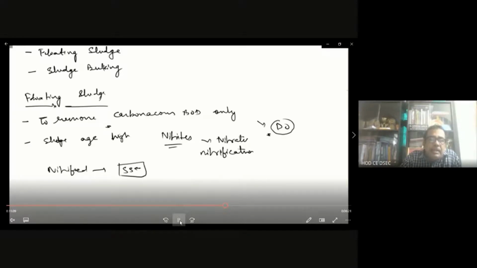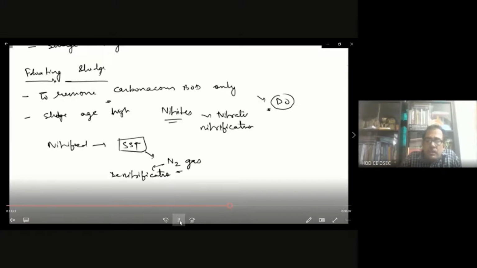In the SST, that means the secondary settling tank, nitrogen gas is evolved during the denitrification process, from nitrate to nitrogen gas. So this will form floating sludge. You can follow my running note, then you can understand how the floating sludge occurs in the aeration and in the SST, that is the secondary sedimentation tank. So sludge volume index is very important.